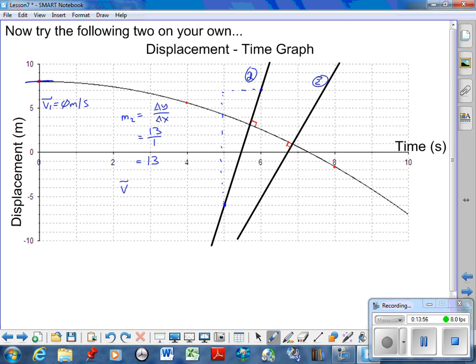So my velocity again is negative 1 over that value. So it'll be negative 1/13. And we're going to convert this to a decimal anyway, so it doesn't really matter when you do that. So that's going to look like, say, 0.08, and it'll be a negative meters per second.